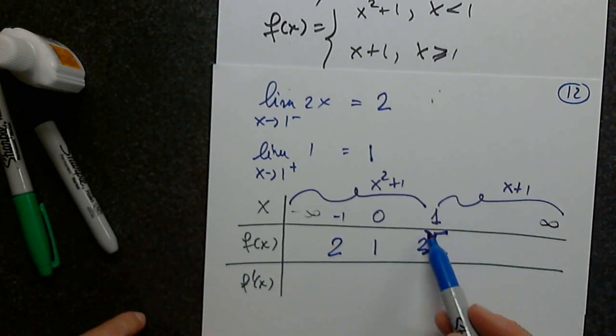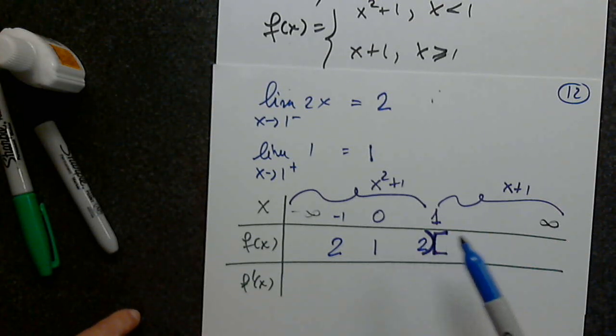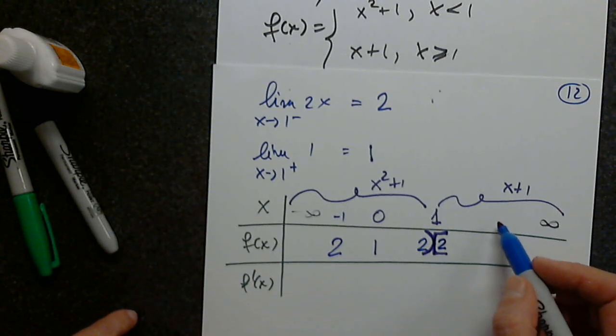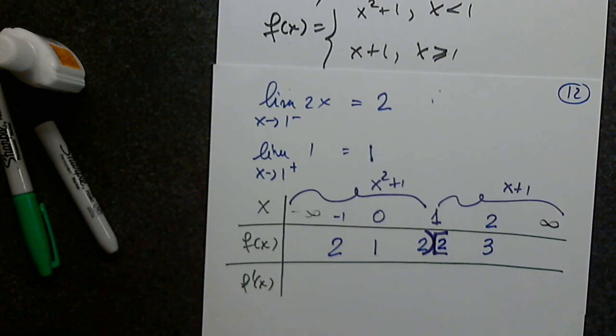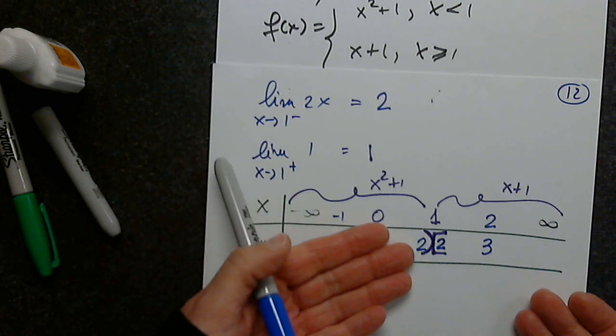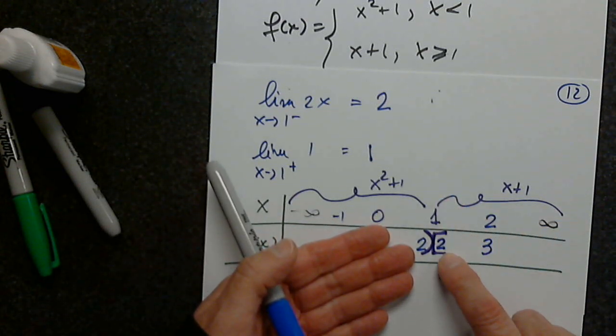Please plug in, you should have said, oh, you can't. True, I agree, I can't. But let's plug in 1 on this side, inside the bracket. And let's also plug in 2 and tell me what you get. Good. So obviously, even from here, I see that the function is continuous. The left limit is 2, the right limit is 2, and the function value is 2.